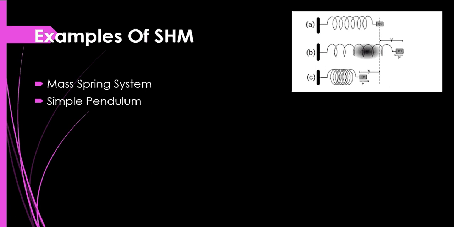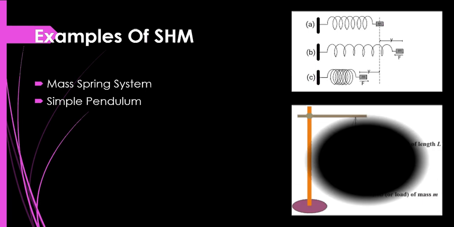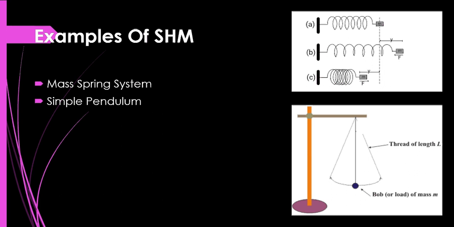Examples of simple harmonic motion: mass spring system and simple pendulum, as shown on the left hand side of the screen, a mass spring system and a simple pendulum.